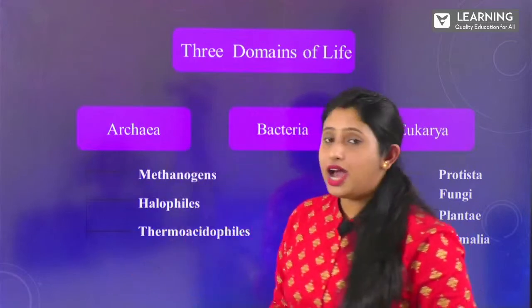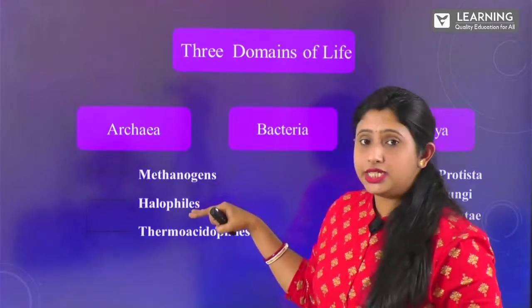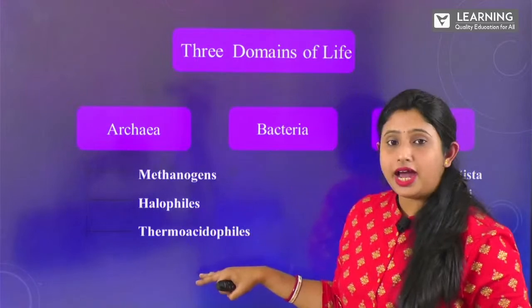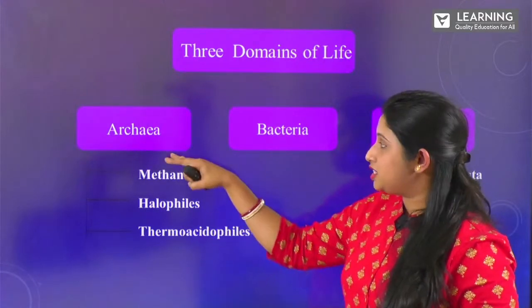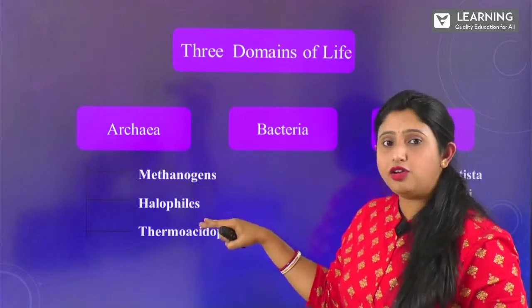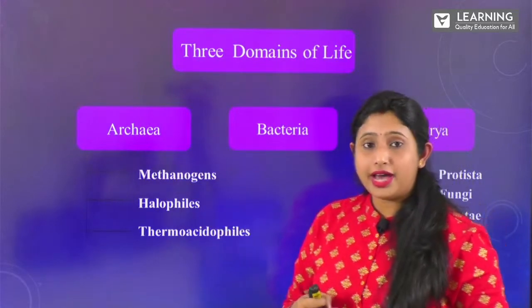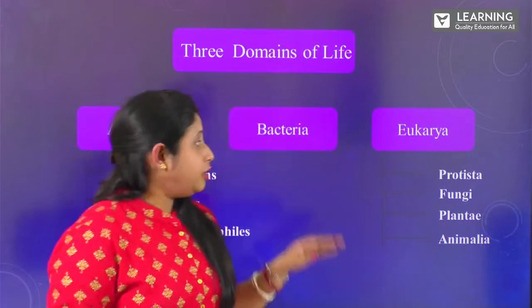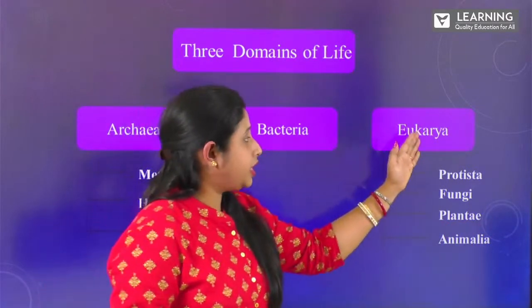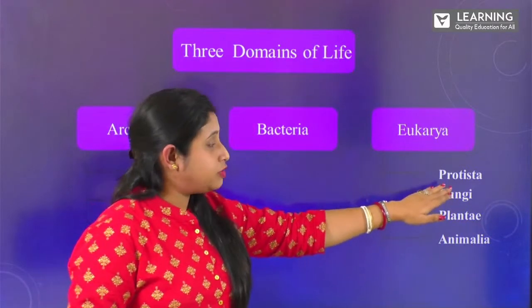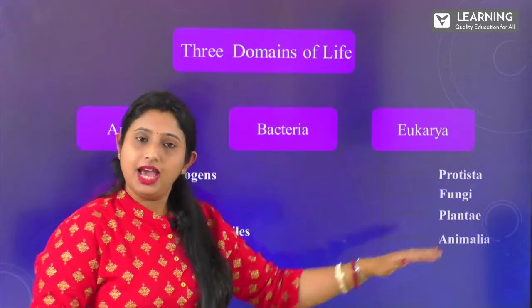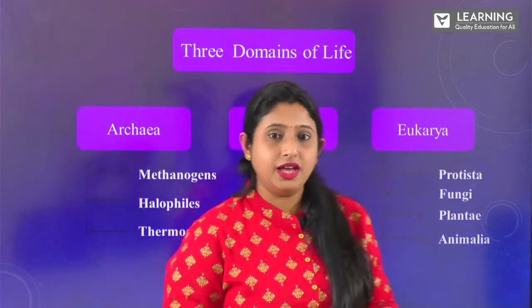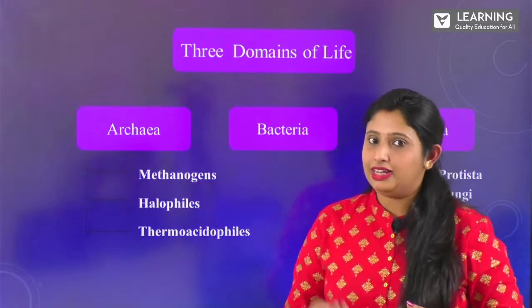So under archaea, methanogens, halophiles and thermoacidophiles come. Clear? Then bacteria, then eukarya. Under this, what comes first is your protista, fungi, plantae and animalia. Is that clear? Now we will see them in detail. Let us understand.